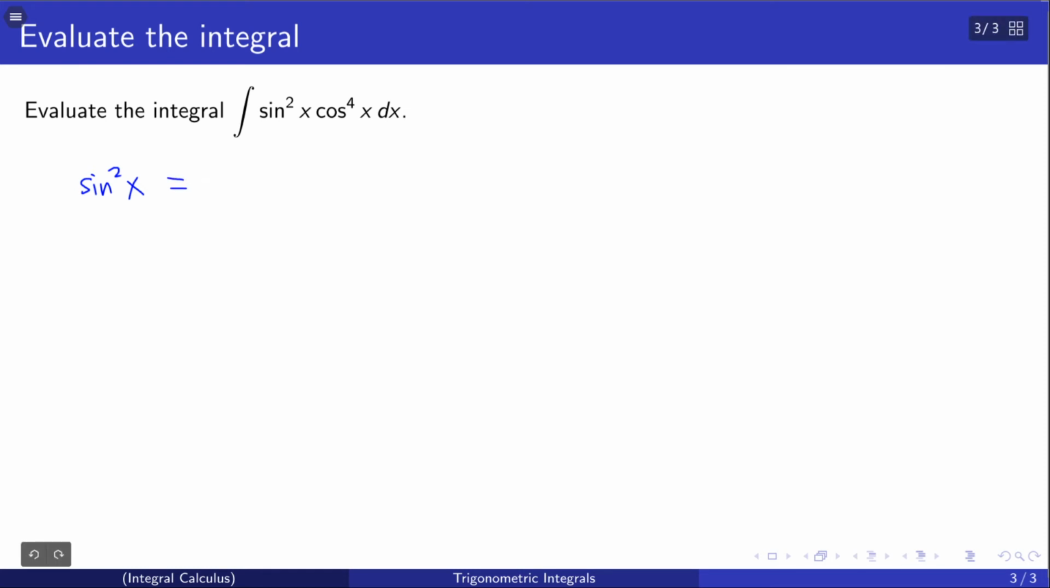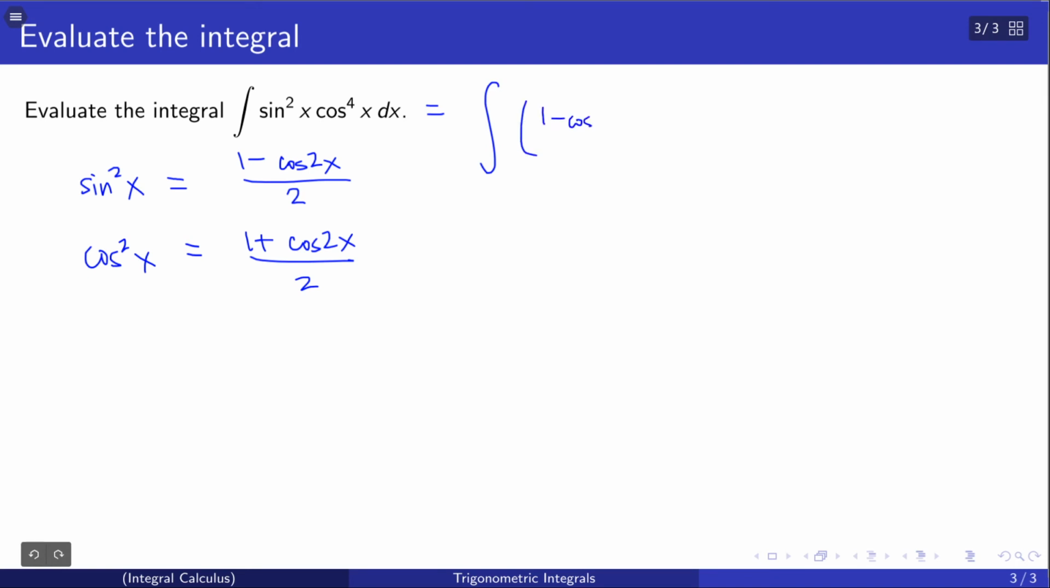In fact, you probably remember these trig identities. Sine squared is 1 minus cosine 2x over 2. Cosine squared is 1 plus cosine 2x over 2. And, okay, so how does that actually help us here? Let's see. This is equal to, okay, so for sine squared x, it's 1 minus cos 2x over 2.